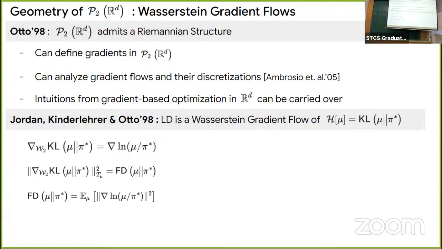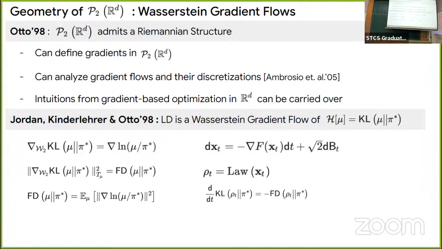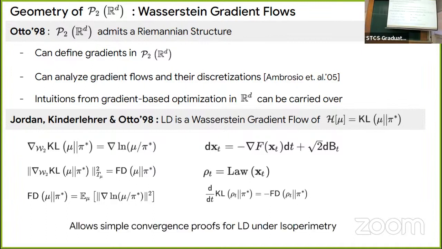The Fisher divergence is given by this formula, and this is equivalent to dX_t = -grad f(X_t) dt + sqrt(2) dB_t in path space. Here rho_t is the law of X_t, and this implies that d/dt of KL between rho_t and pi star is equal to minus the Fisher divergence of rho_t to pi star. The Fisher divergence is a positive quantity, so along this trajectory we have a decrease in KL divergence to the target distribution. This allows for simple convergence proofs for Langevin dynamics under isoperimetry. This is the famous Bakry-Emery theory, which was later revisited by Otto-Villani, and Jordan, Kinderlehrer and Otto from the optimal transport perspective.